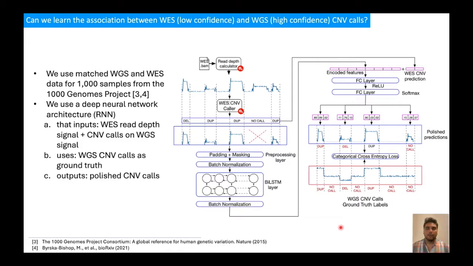We designed it based on a bidirectional long short-term memory deep neural network architecture to allow our model to learn and correct the CNV calls from a third-party exome CNV caller. Both exome and genome samples were sequenced using Illumina Genome Analyzer 2 and HiSeq 2000 platforms, and reads were aligned to GRCh38 using the Burrows-Wheeler Aligner.